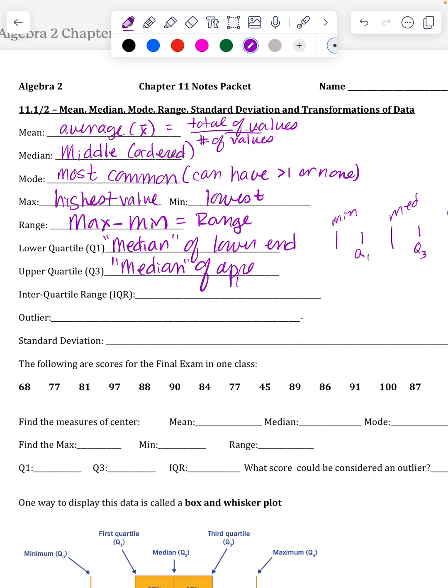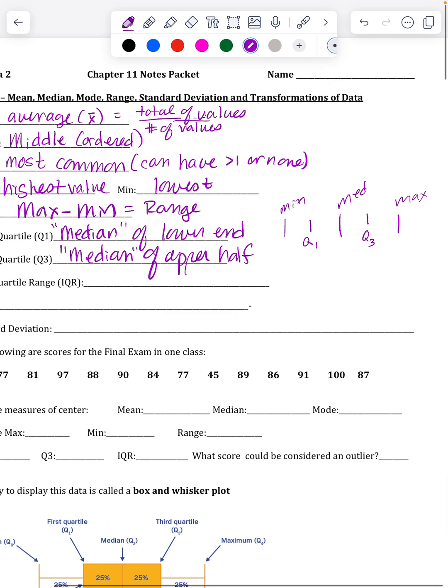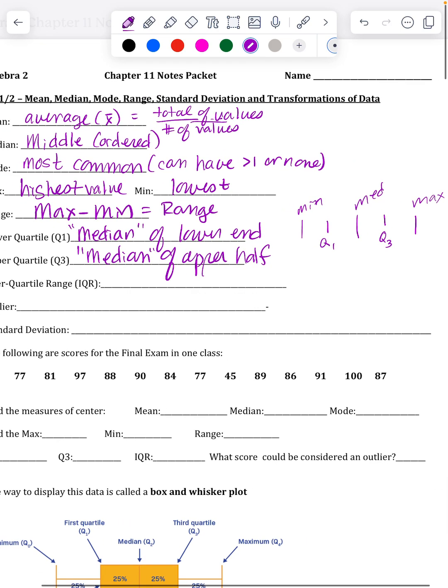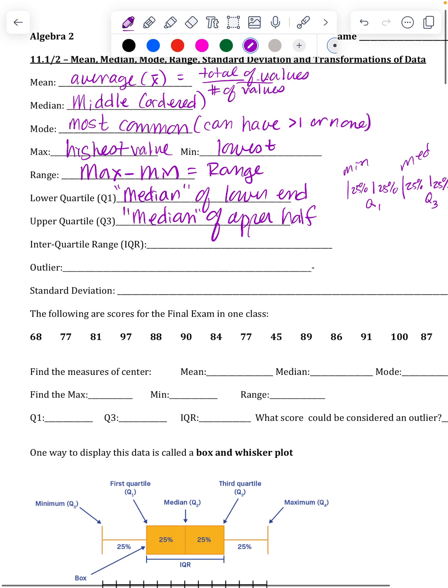Quartile has quarter in it, and so you're splitting it into 4 groups, fourths. So a quarter of your data is between the minimum and Q1, a quarter is between Q1 and the median, a quarter is between the median and Q3, and the last quarter is between Q3 and the max. So quartile, quarters. So you're dividing each half in half.